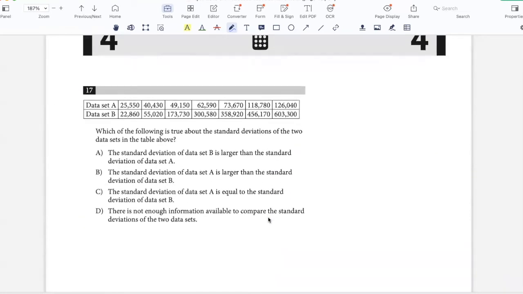Which of the following is true about the standard deviation of the two data sets? So here I'm going from 25,000 to 126,000 and here from 22,000 to 6 lakhs. So obviously the deviation would be greater for set B, right? Because it is a more spread out set. So deviation of B is larger than the deviation of A.